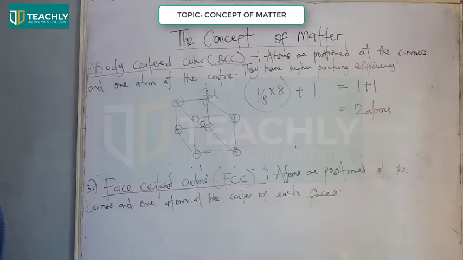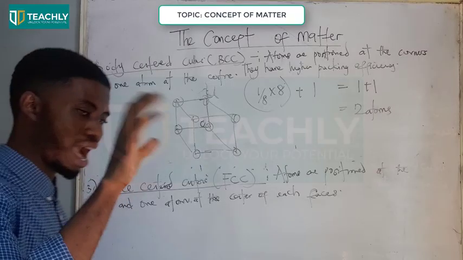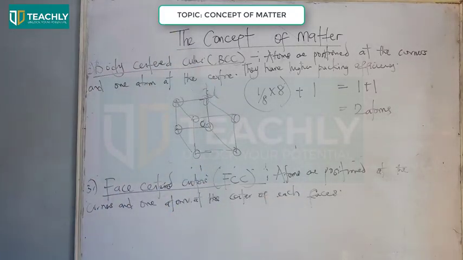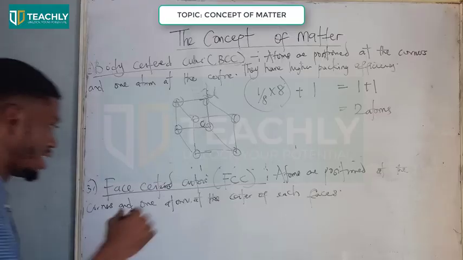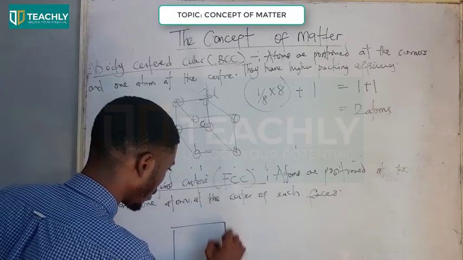Now, for the face centered, I explained that the atoms are positioned at each corner like the rest of them. But the difference between the rest and this is that we have one atom at the center of each face. So how many faces do we have in the cube? We have 6. Now let me draw the diagram for you to see.